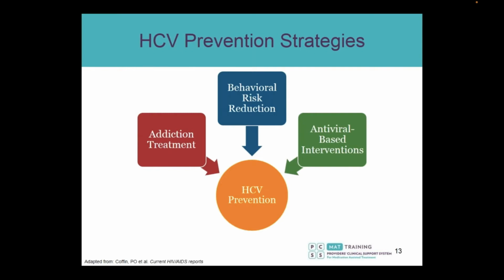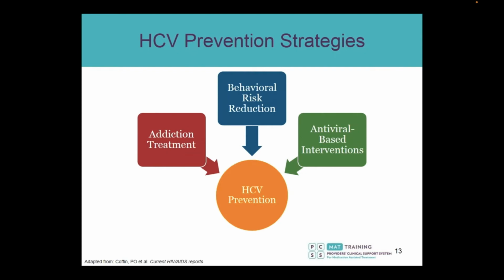Once we identify patients with hepatitis C or are dealing with a population of patients at high risk for hepatitis C, we really need to be thinking about hepatitis C prevention strategies. This is a schematic adapted from a recent article in Current HIV/AIDS Reports, which was looking at HIV prevention, but the same prevention strategies can be adapted to hepatitis C prevention. So addiction treatment is an important arm for preventing the spread of hepatitis C.